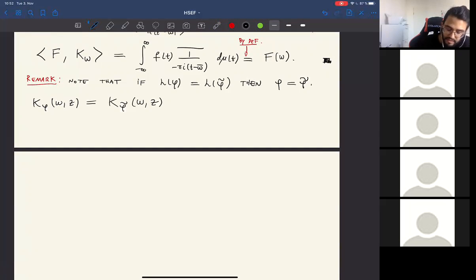Oh no, sorry, I was saying it too fast. I'm assuming that the spaces are equal, not that the functions are equal. So we do have to make the computations. So why is this true? I claim this is true. Why is this true?